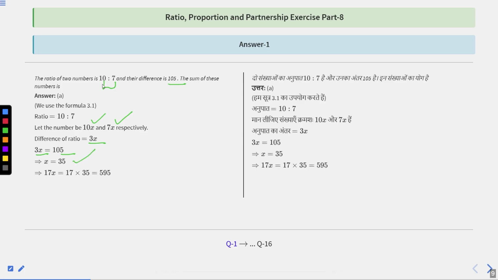The sum of these two numbers, 10 plus 7, becomes 17x. So 17 multiplied by x, which equals 35, gives us 595. So A is the correct answer.